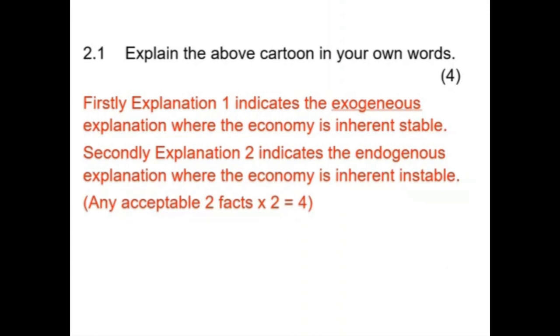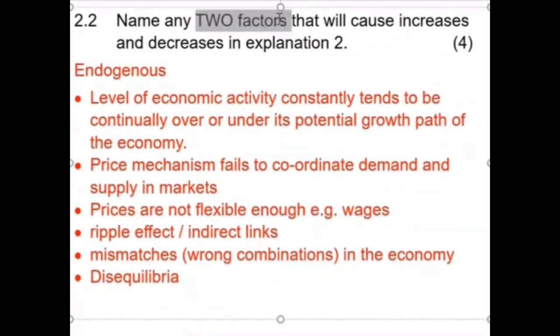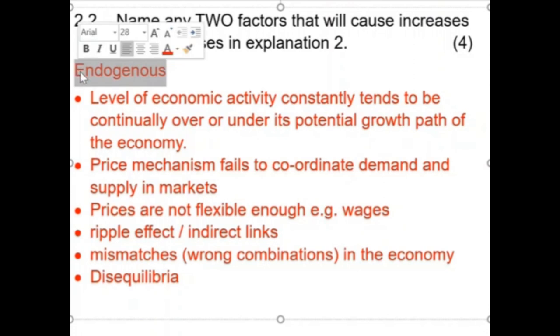Okay, moving on. 2.2, name two factors that will cause increases and decreases in explanation two. So they are just referring to the endogenous explanation. So in your notes, you can copy and paste two of the inside factors that cause these ups and downs. Okay, everybody all right? Moving on.